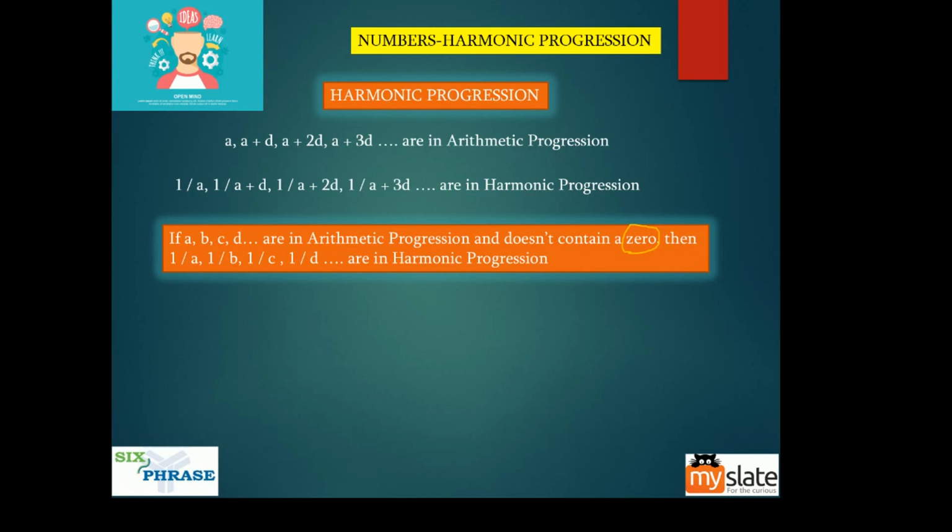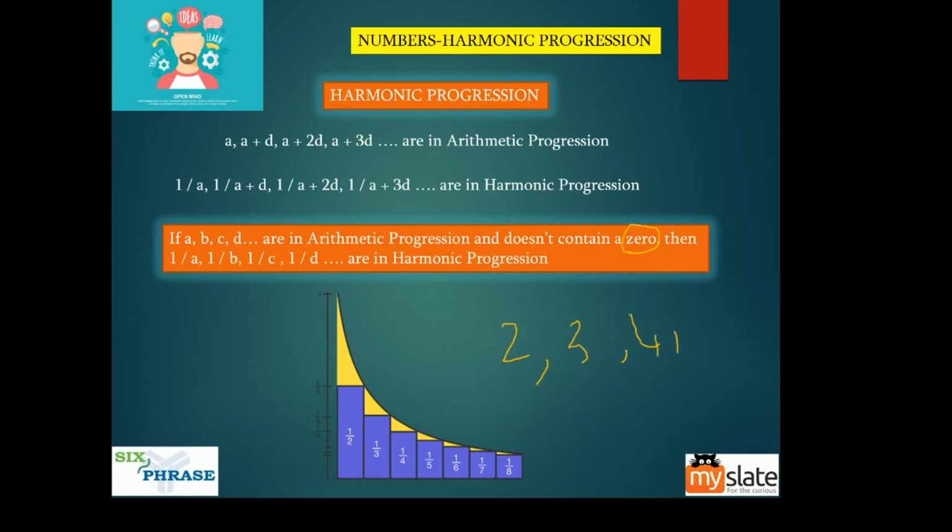Guys, see, this is the graph of harmonic progression. Let us take the numbers 2, 3, 4, 5, 6. Then the harmonic progression is 1 by 2, 1 by 3, 1 by 4, 1 by 5, right, guys? So look at this graph. I want you to look at this graph and pay close attention to it. Just stop the video and pay close attention to this graph. You're going to see something amazing in the next 2 slides.